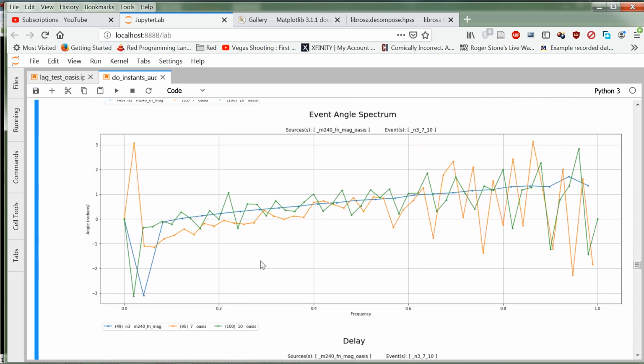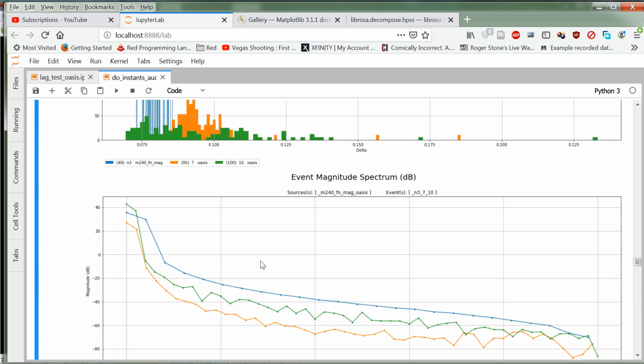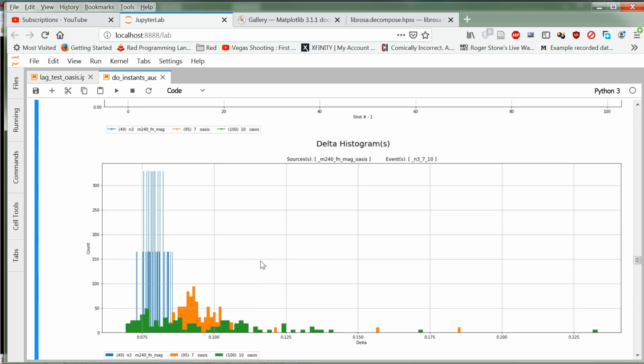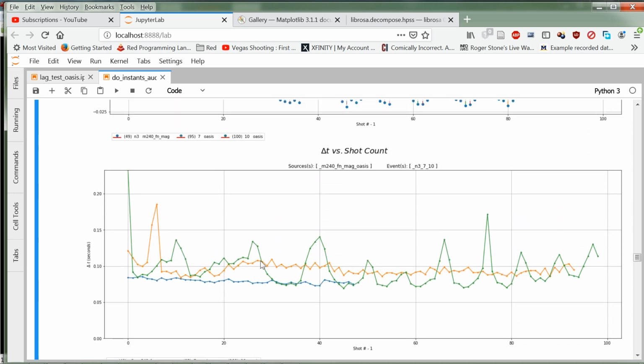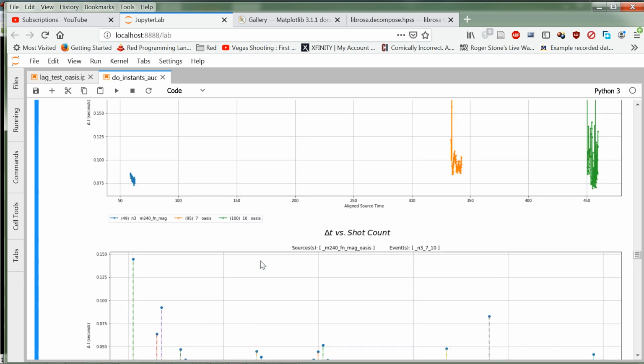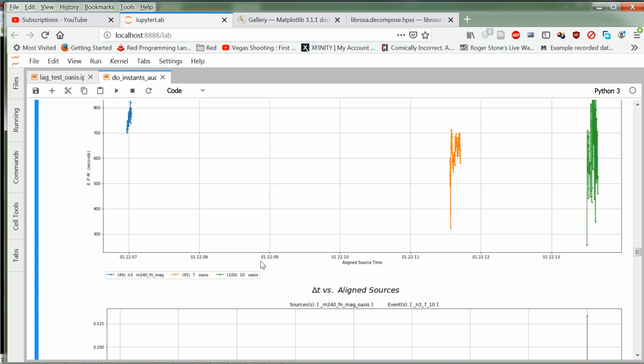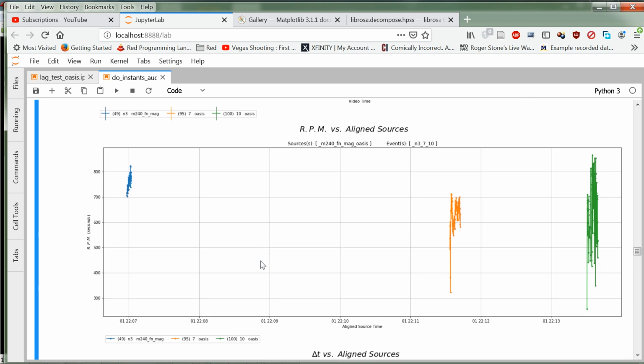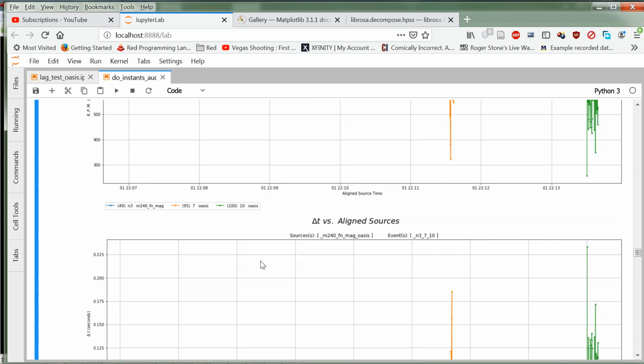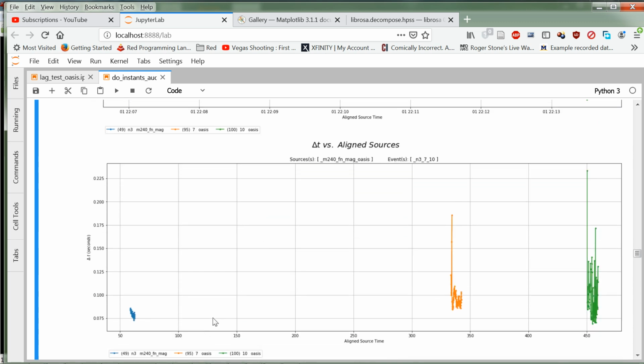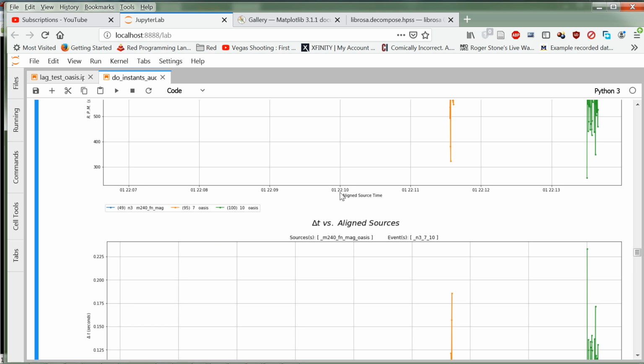We covered the event angle spectrum collectively, magnitude spectrum, histograms, delta t, stem, RPM. In this case you have two RPM plots that are identical except for the scale down here. And this one up here is real time, absolute time, 10 p.m. and 22 minutes and 10 seconds. I think I read that right, didn't I? Yeah.